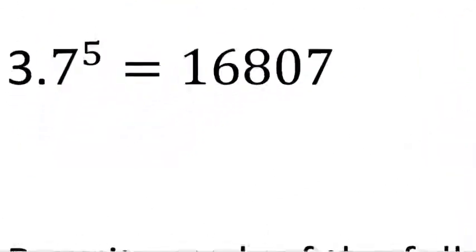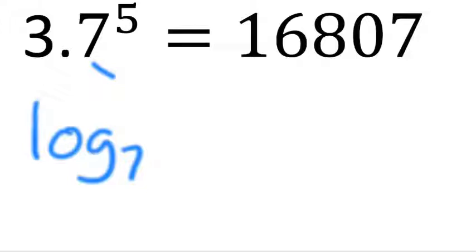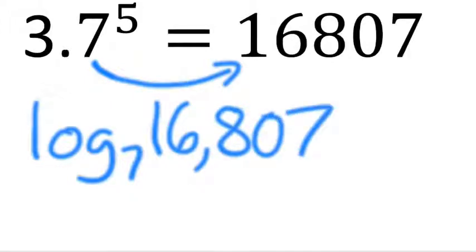And for 1 through 4, this is all we're doing. We are not solving for anything because there's not an x or an a or a letter for us to solve for. So for number 3, the base of the exponent is 7, so that's going to be the base of our log. The number we're taking the log of is 16,807, and we're going to make it equal to our exponent, which was 5.